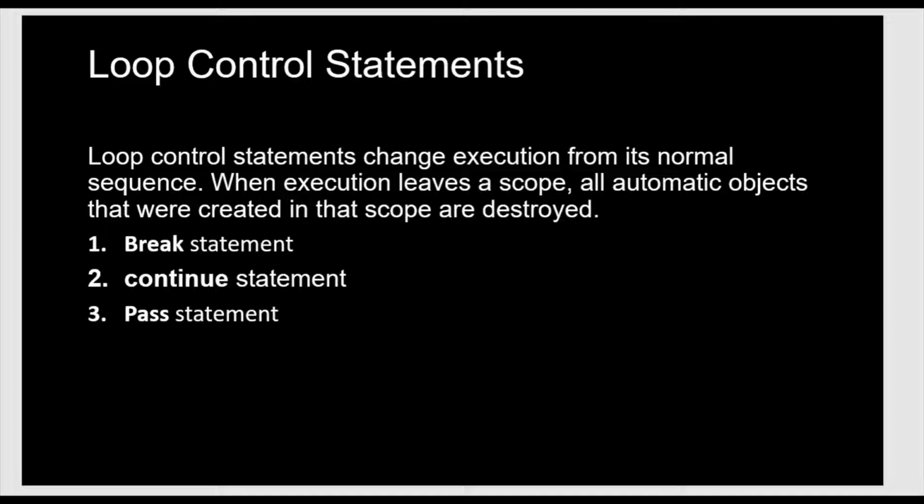Today the first topic is loop control statements. Loop control statements can change the execution from its normal sequence. When the execution leaves a scope, all objects that were created in that scope are destroyed. There are basically three types: break statement, continue statement, and pass statement.